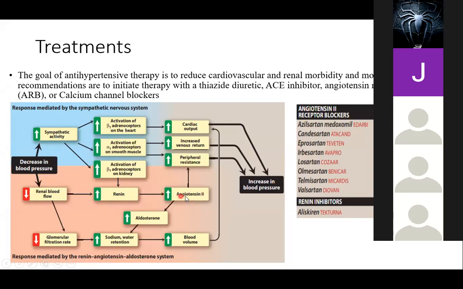That enzyme only converts angiotensin. So it's called angiotensin converting enzyme. And this angiotensin 2 would then increase the level of aldosterone.